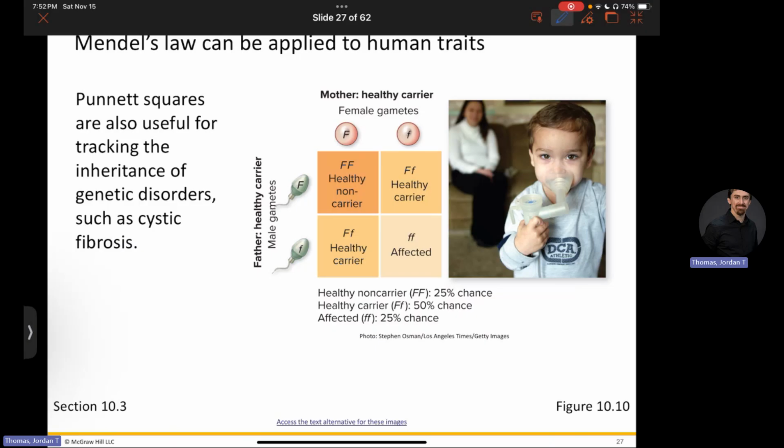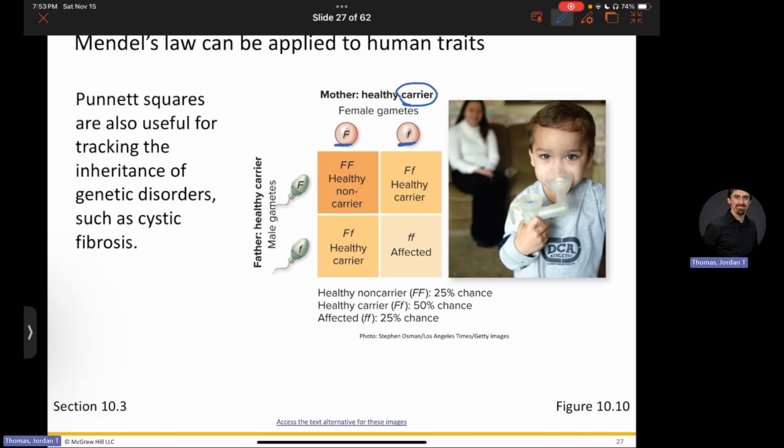So we can do the same thing. If you're going to hear this word, a carrier means that the person has one gene with the disease, but one gene without, but they are not expressing it. Since they have the dominant allele that's healthy, they are a healthy individual.